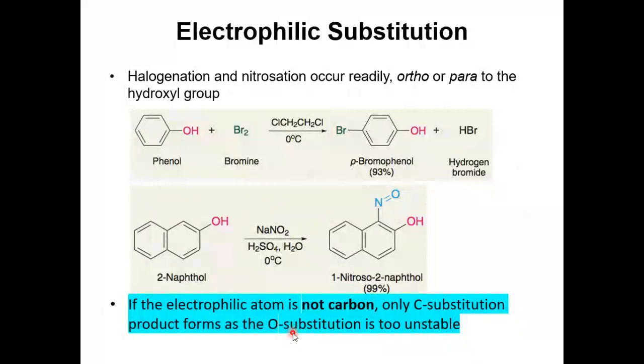Okay? So now, first thing is there are many kinds of electrophiles. For some electrophiles, the electrophilic atom is not carbon. There are a few examples we have seen so far. One is a halogen. The electrophilic atom is not carbon. And the other one is a nitrogen cation, NO2 plus. The electrophilic atom also is not carbon. And also we have SO3, the sulfonation, also the electrophilic atom is not carbon.